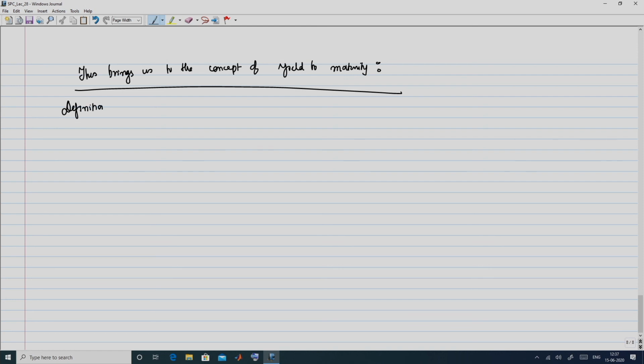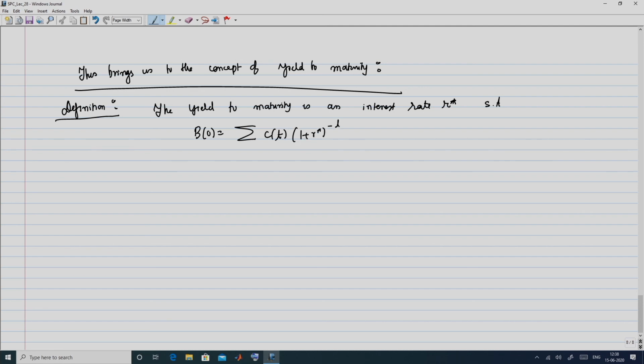So, we start off with a definition of the yield to maturity. The yield to maturity is an interest rate R star such that B 0 is going to be summation C of t into (1 plus R star) raised to minus t, where t goes from 1 to capital T.